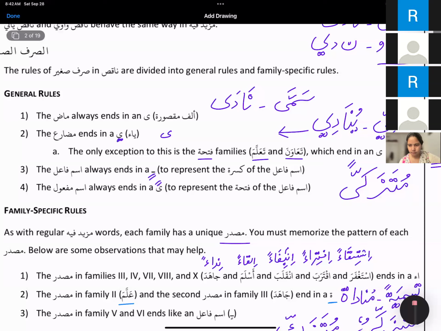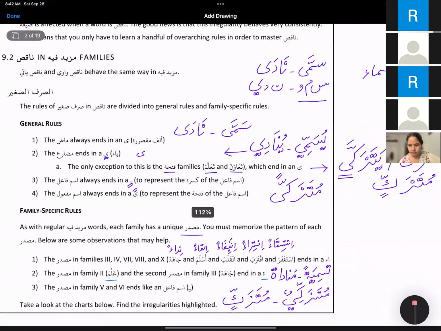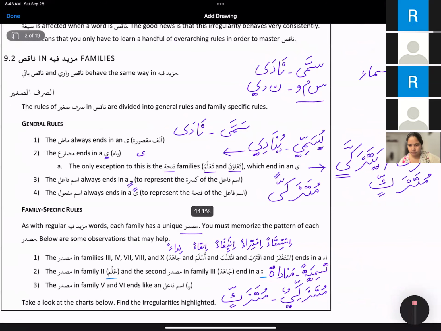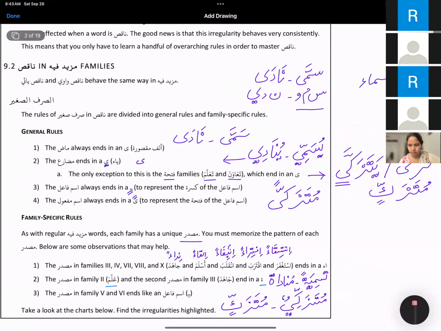Exactly. So ta'allama and ta'awana, these two families are still going to end on alif maksura. Only these two families, because they have fathas, right? So that's why, with fatha, they cannot end on ya. So they are going to end on alif maksura. The example could be tazakka will be yatazakka, right? So yatazakka is still ending on alif maksura. So this is the exception for family 5 and 6.